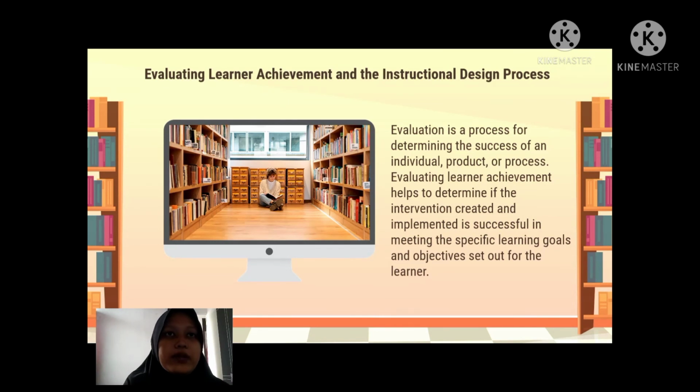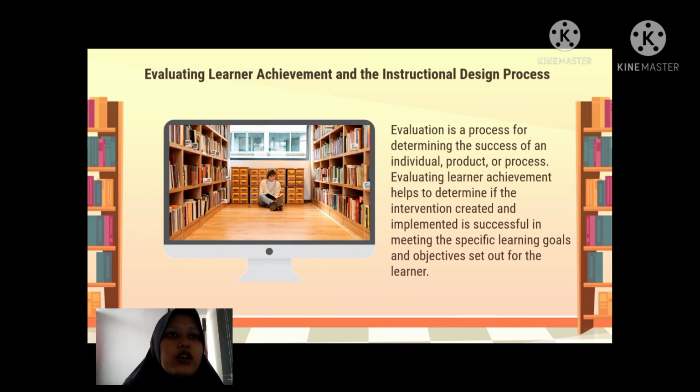Evaluating learner achievement and the instructional design process. Evaluation is a process for determining the success of an individual, product, or process. Evaluating learner achievement helps to determine if the intervention created and implemented is successful in meeting the specific learning goals and objectives set out for the learner. As an instructional designer, you should be able to answer the following questions as you approach evaluating learner achievement.